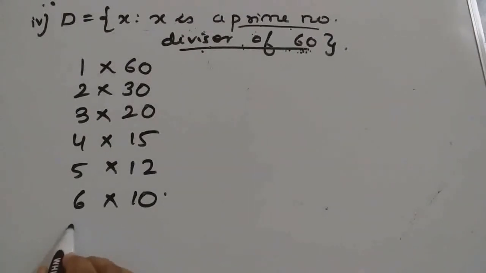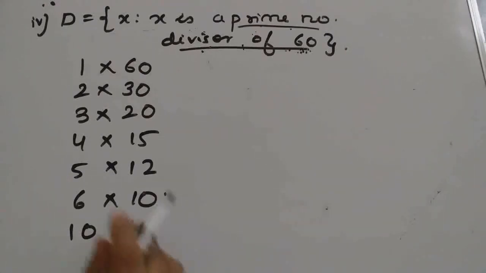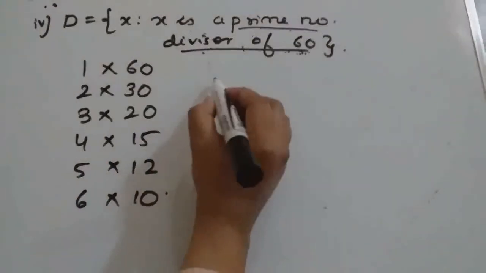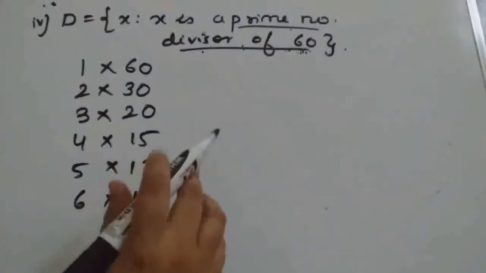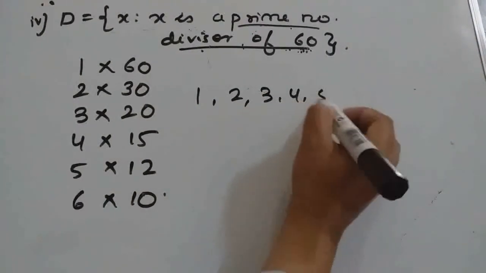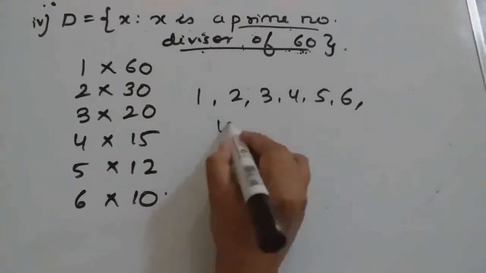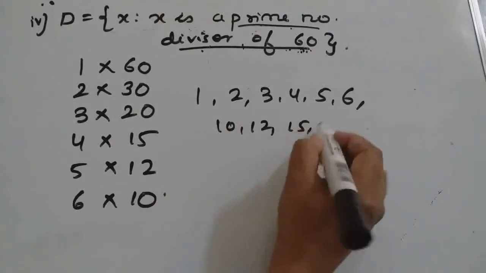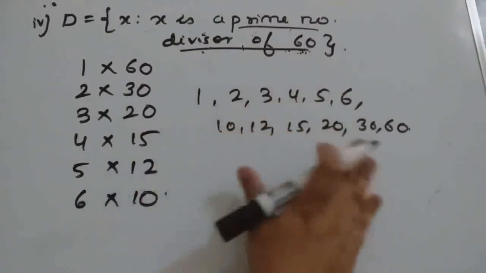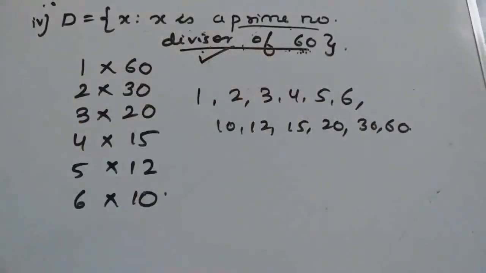Then 7, with 7 it won't give. Then 8, 9. Again 10 will come, 60. So all the numbers are going to repeat. That means if we make the list of divisors, we will get 1, 2, 3, 4, 5, 6, 10, 12, 15, 20, 30, 60. So these are the numbers which are divisors of 60.